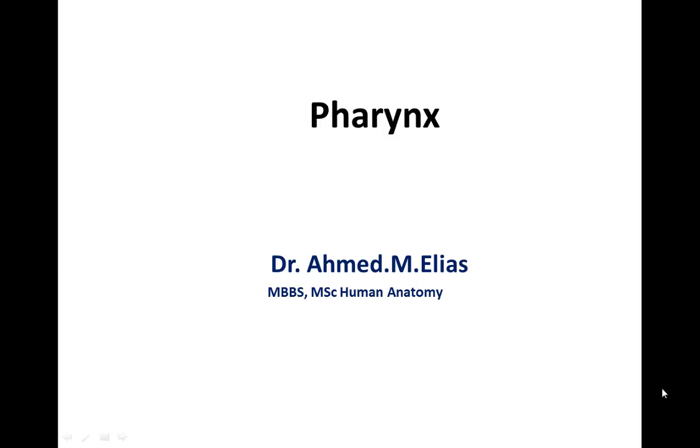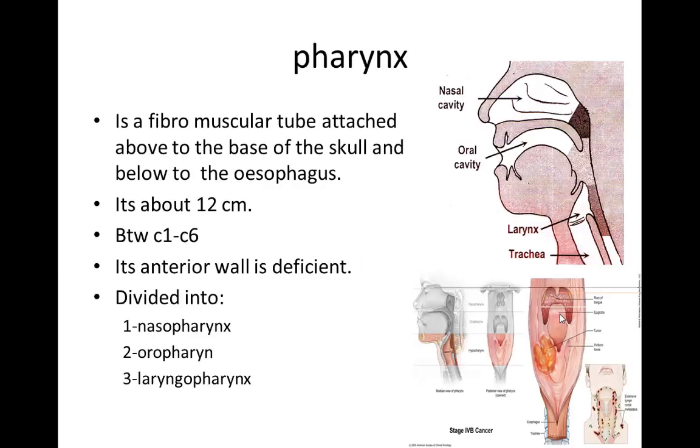So today we are going to talk about the anatomy of the pharynx. So we start with the definition of the pharynx. The pharynx is a fibromuscular tube extending from the base of the skull and continuing downward with the esophagus.